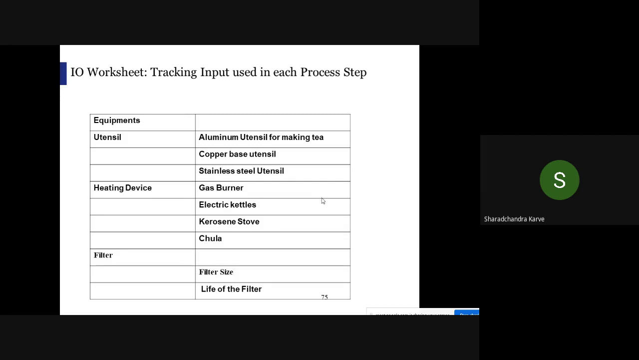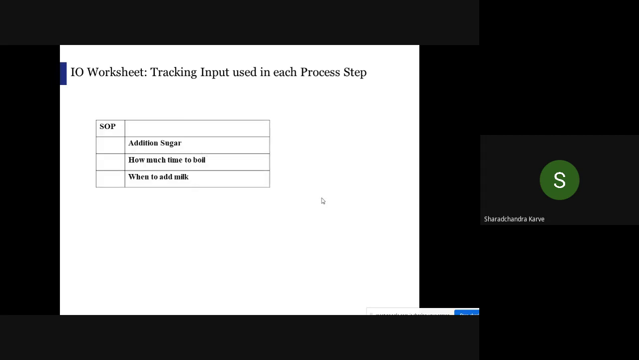Even if you don't feel so, generally you don't discard any X. The discarding of an X will be done in the analyze phase, with proper tools, not by a judgmental approach or "mujhe aisa lagta hai" or subjective thinking like that. We can also use various heating devices like a gas burner, electric kettle, kerosene stove, or chula. Every heating device may give a different taste, so it is important to understand whether it makes a difference to the tea taste or not. If you are using a filter, what is the filter size? The life of a filter will also impact your tea taste. So next slide, please. This was about the equipment.